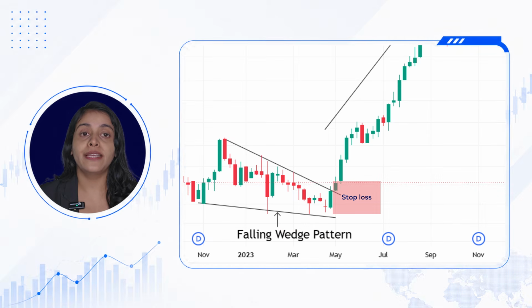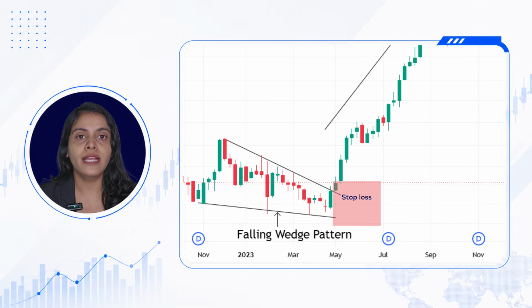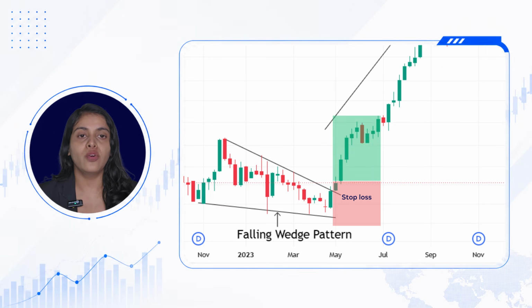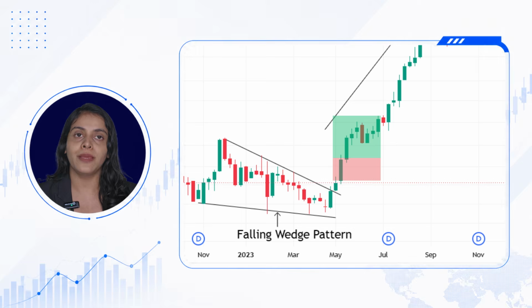Let's go towards the important part: entry, stop loss, and target strategy. Once the breakout is confirmed, planning the trade becomes important. A stop loss is generally placed below the recent swing low or below the lower boundary of the wedge. This helps protect the capital if the breakout fails. Targets can be measured using previous resistance levels or by measuring the height of the wedge and projecting the same distance above the breakout point. However, traders should also trail their stop loss as the stock moves in their favor to protect their profits.